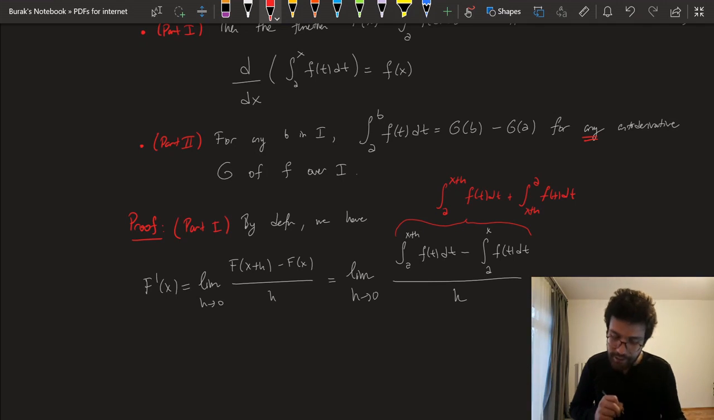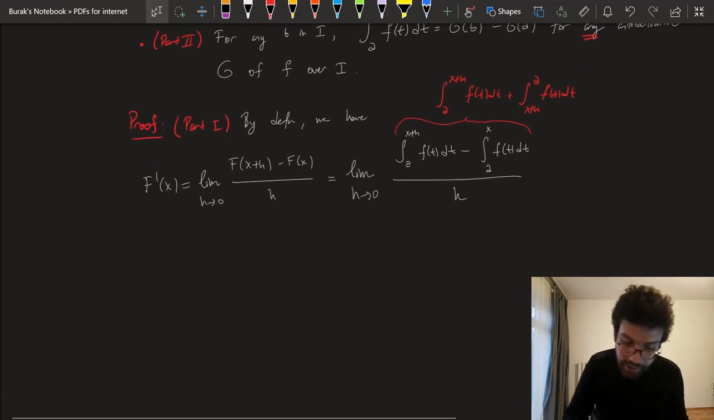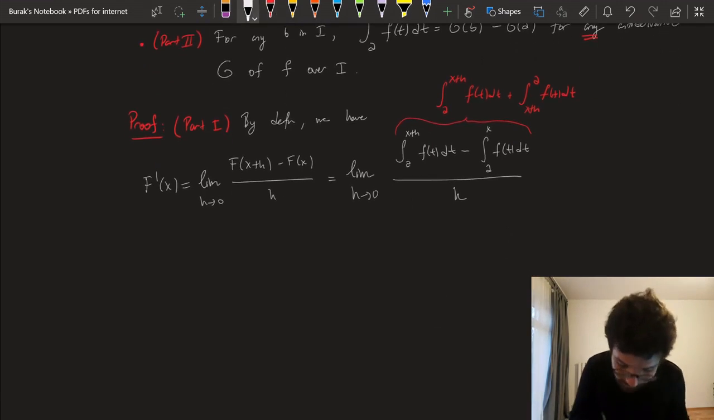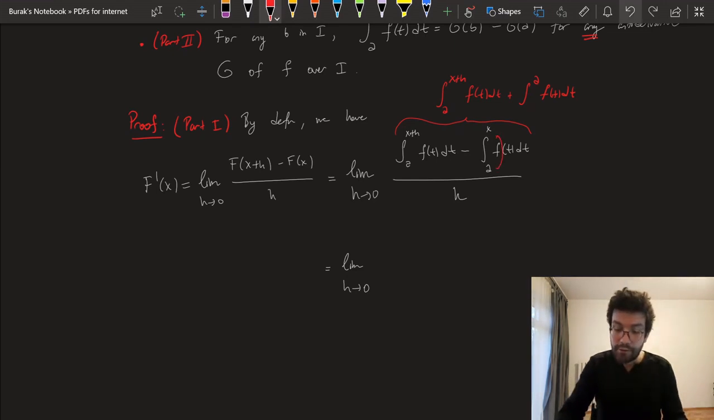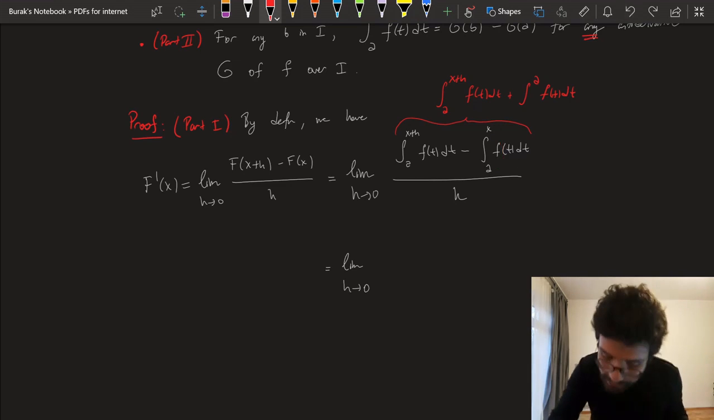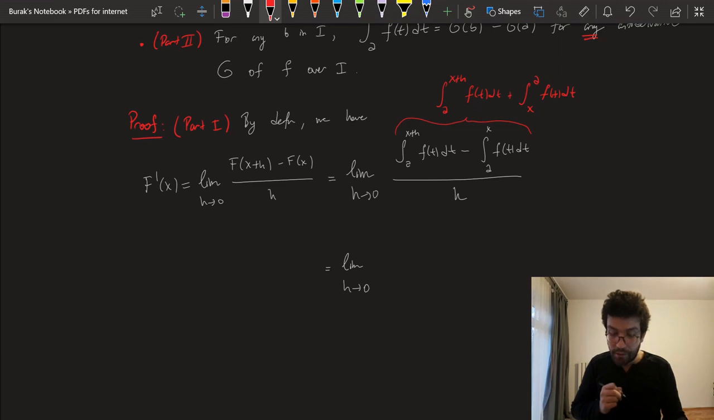You can rewrite it like this, okay? And then another property that we learned tells you that this has to be the same as this. This is x, clearly, because what I'm doing is flipping the upper and lower bounds of a definite integral, so it's going to get a minus sign, so minus minus becomes plus, so it's going to be x, okay?